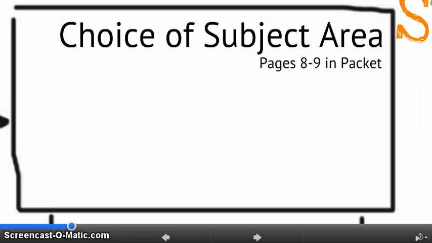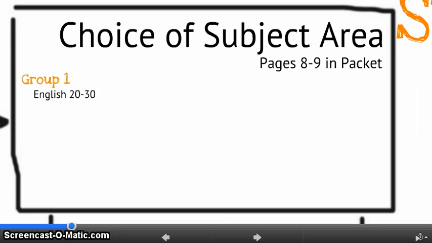So you have choices of subject areas. At this point, you should have an extended essay packet in front of you. If you don't have one and you're viewing this from home, please go to the Spruce Creek IB website and go under students and look for the extended essay process and print out your own copy of the packet. I need you to look at pages 8 and 9 in the packet because that's where it tells you what subject areas you can choose from.